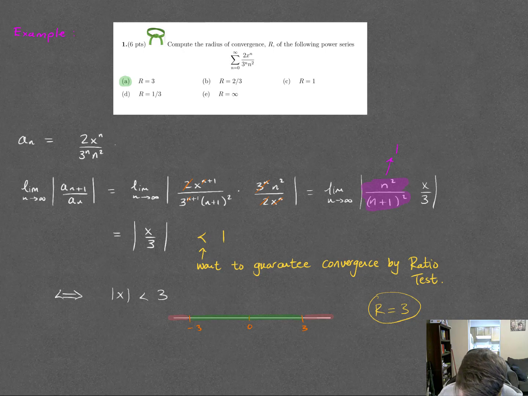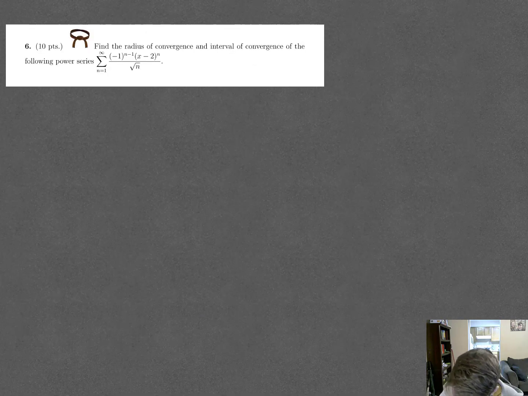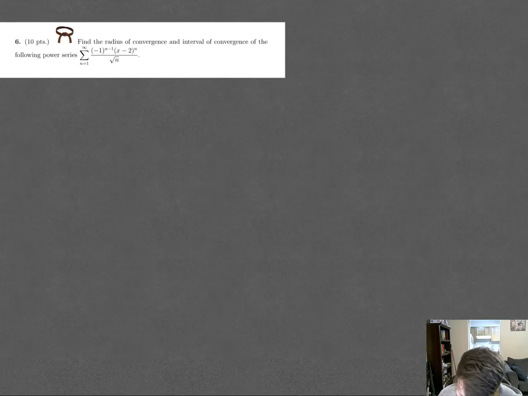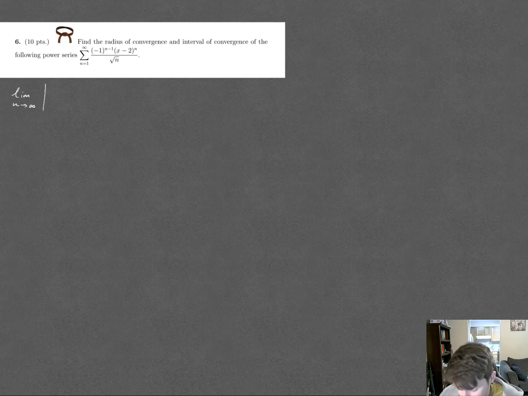Okay, so let's look at another example. We have the sum from n equals 1 to infinity of minus 1 to the n minus 1, times x minus 2 to the n over root n. So let's just dive straight into the ratio test again.